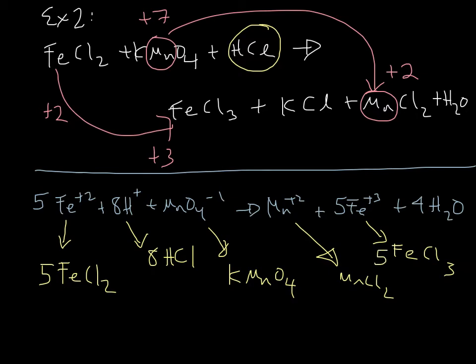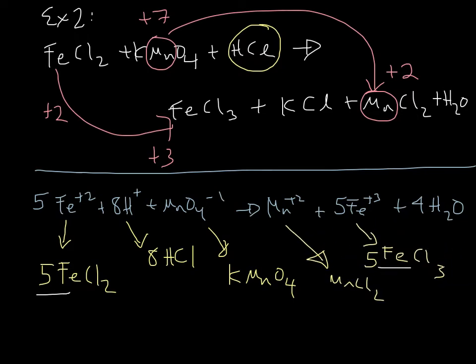Let's check our balancing. On the reactant side, I have 5 iron, 5 iron. I'm going to skip the Cl's for now. We'll come back to those in just a minute. I have 8 H's, I have 8 H's, I have Mn, I have another Mn, I have 4 oxygen, and I have 4 oxygens. Now, I have this mysterious potassium on the reactant side, and I also have these Cl's.